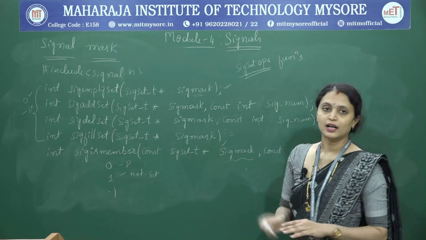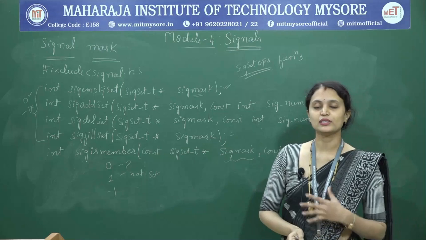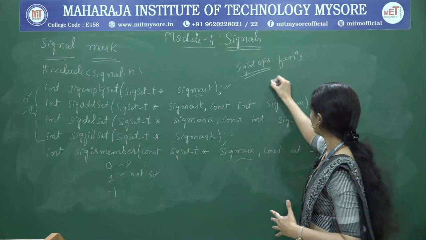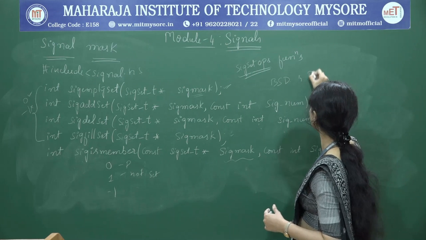So these APIs are nothing but the set of five functions. These are supported by BSD Unix and POSIX standards.